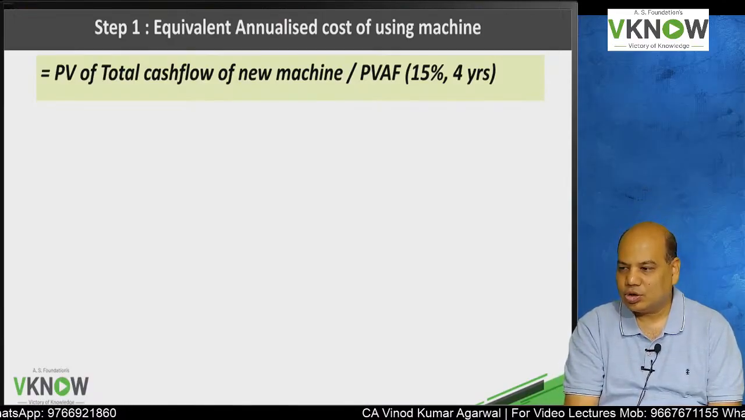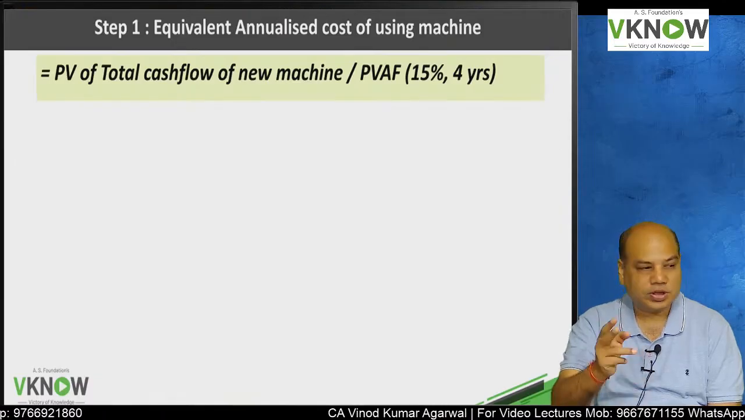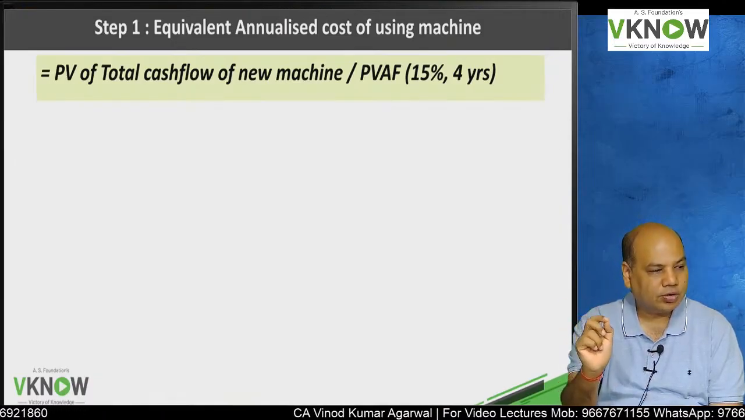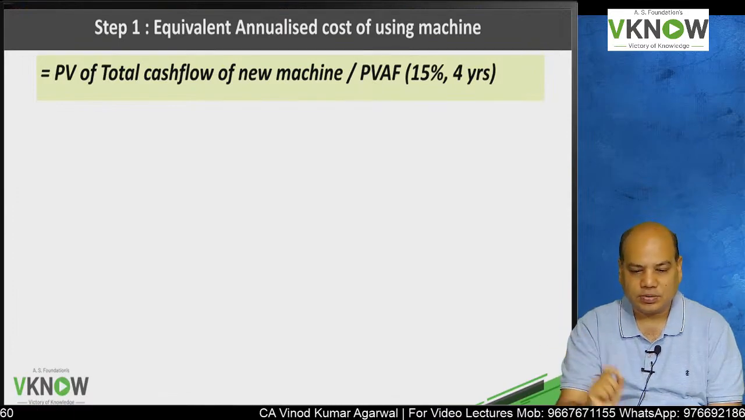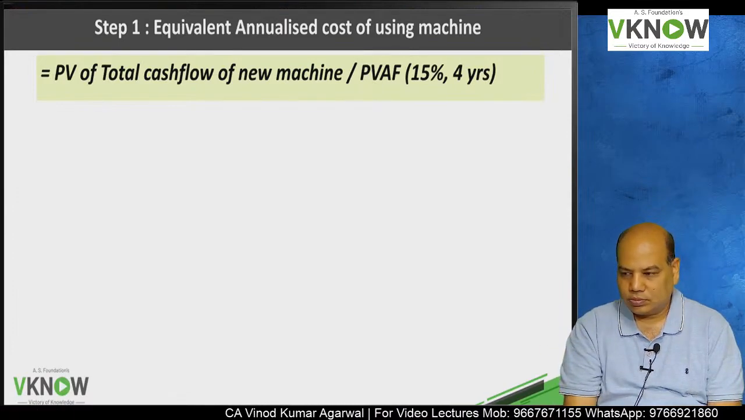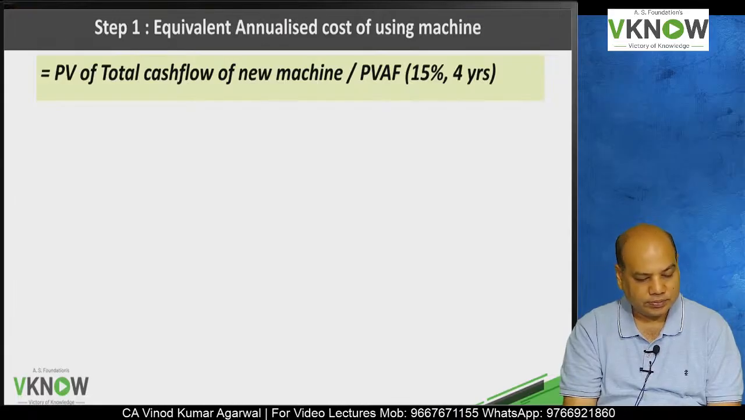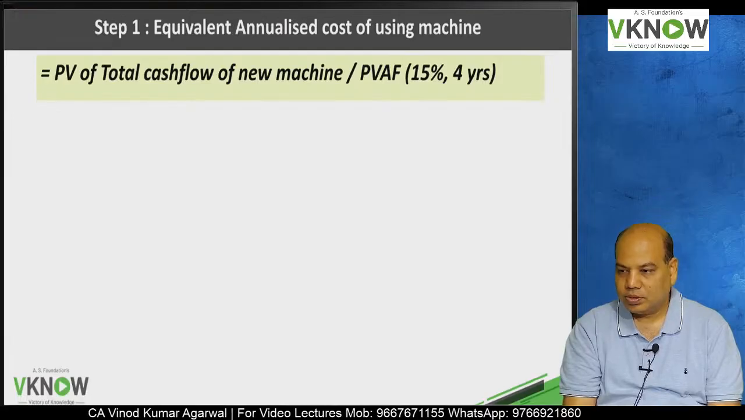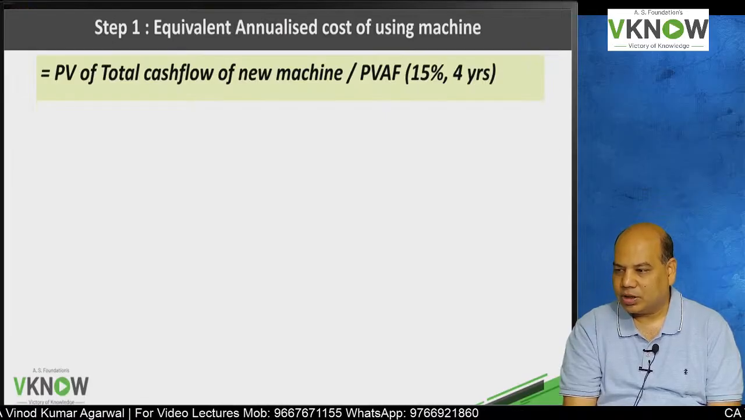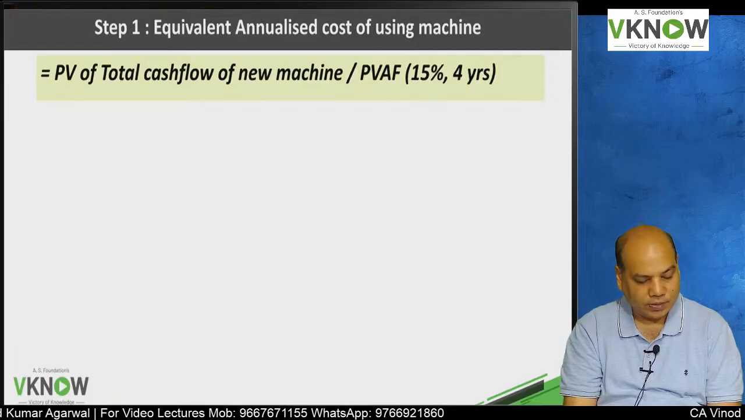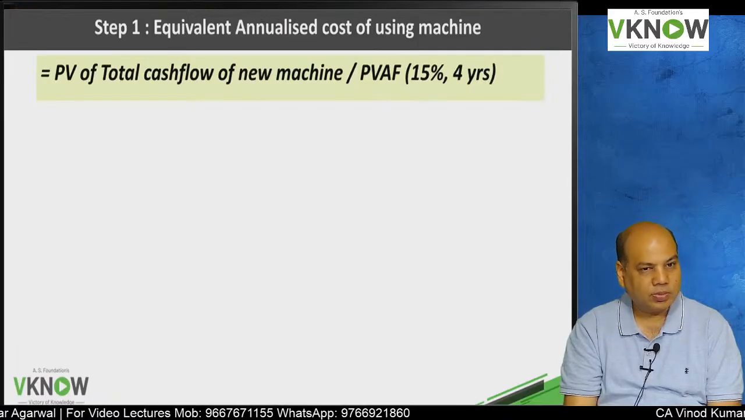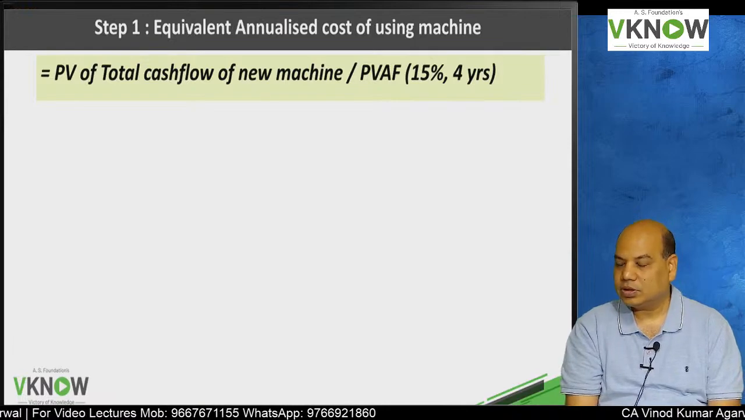Write down equivalent annualized cost of using new machine. Just add the word new there. Equivalent annualized cost of using new machine equals PV of total cash flow of new machine, divided by PV annuity factor, in bracket 15%, 4 years.